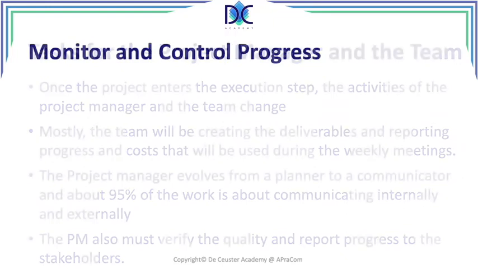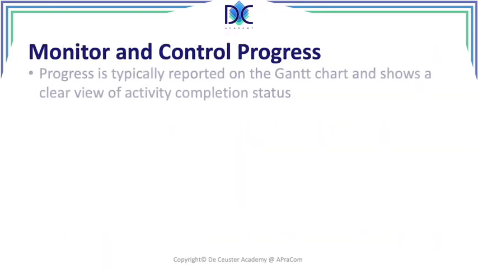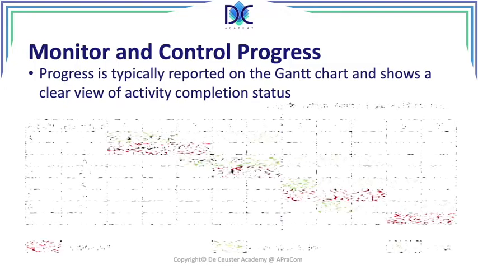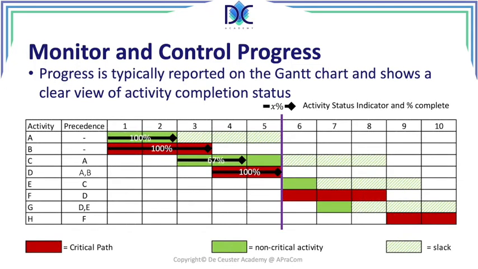Now, when we look at the monitor and control process, progress is typically reported on the Gantt chart, and we can see a very nice view of how the project is going. Now, here we have the purple line. The purple line is today, and we see the black lines in the activities showing how much of the work has been done.